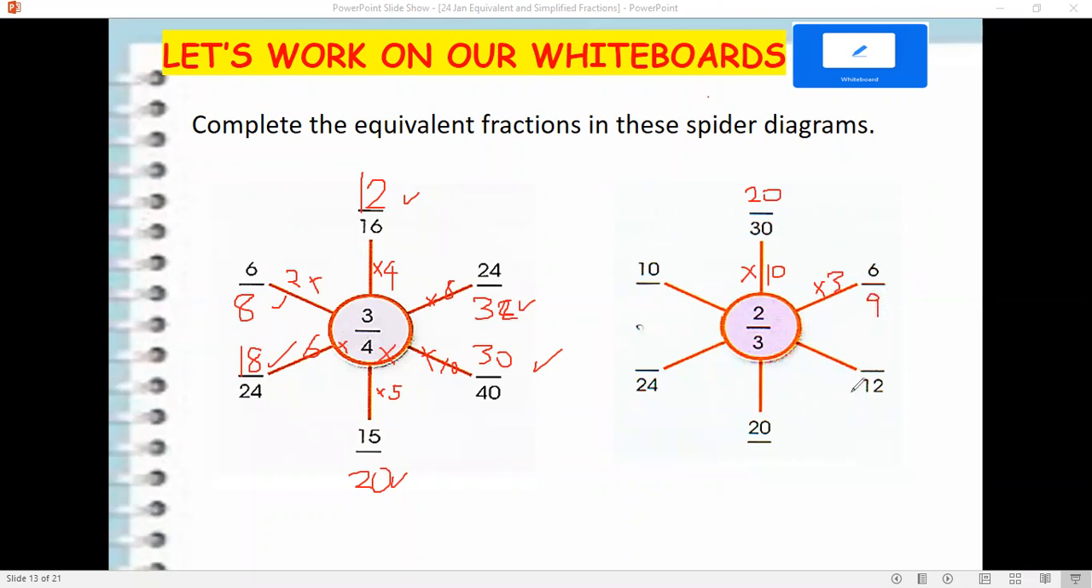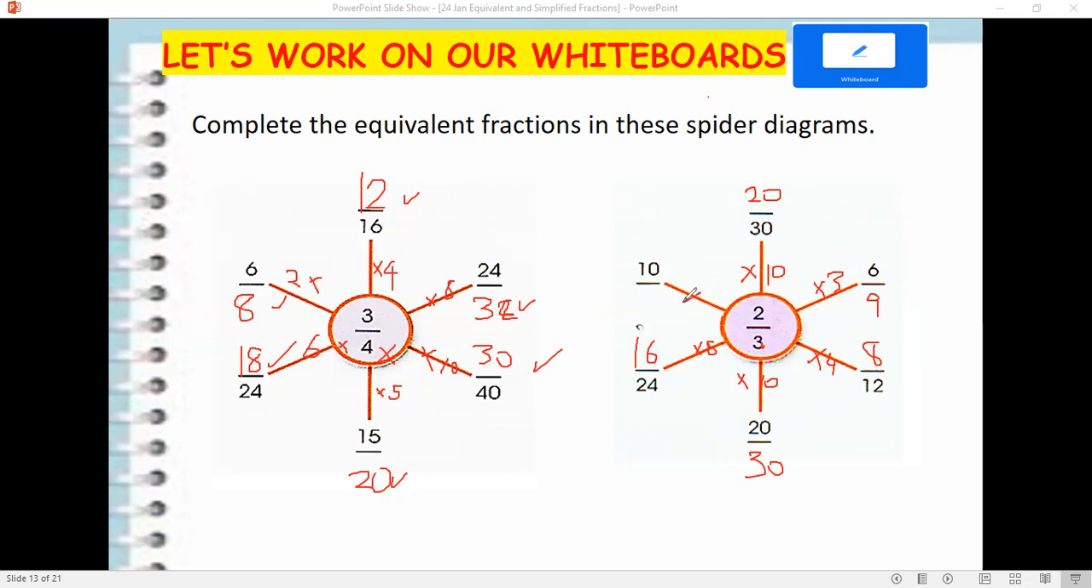Now let's go here. It's the denominator. So let's check. What did we multiply in 3 to give us 12? 4. So 2 times 4 is 8. What did we multiply in 2 to give us 20? It's 10. Therefore, 3 times 10 is 30. Next, what did we multiply in 3 to give us 24? It's 8. Or you can say 24 divided by 3 is 8. So 2 times 8 is 16.